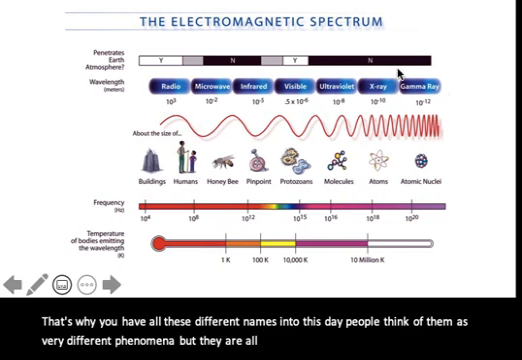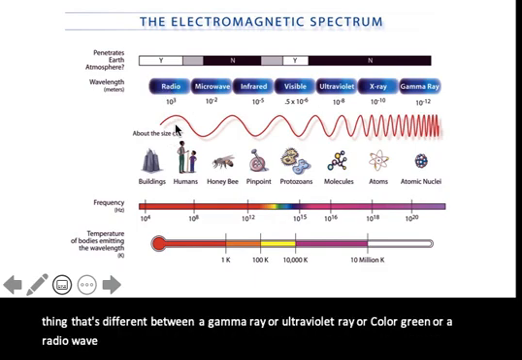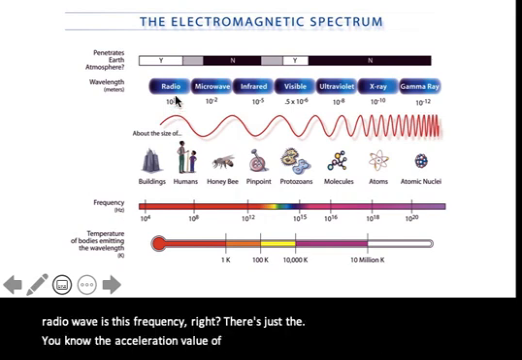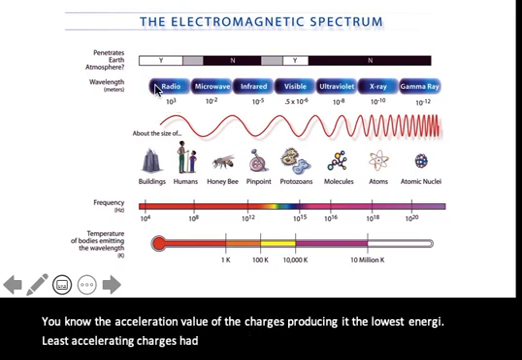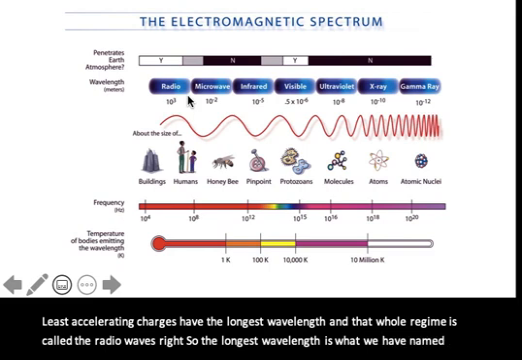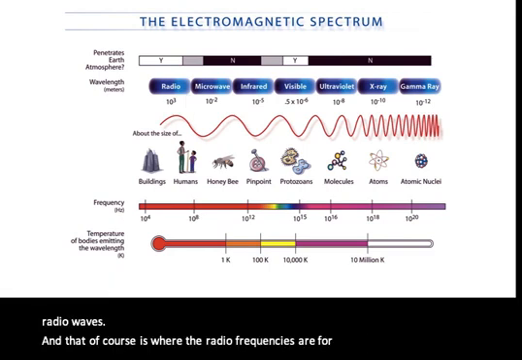And the only thing that's different between a gamma ray or an ultraviolet ray or the color green or a radio wave is this frequency, right? It's just the acceleration value of the charges producing it. The lowest energy, least accelerating charges have the longest wavelength, and that whole regime is called the radio waves, right? So the longest wavelength is what we have named radio waves, and that, of course, is where the radio frequencies are for radio stations and things like that.